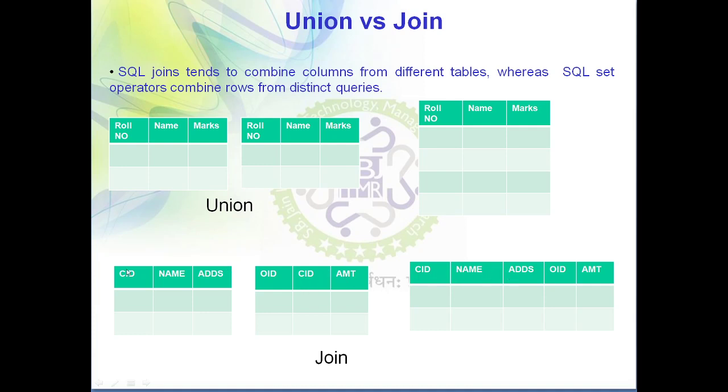That means the CID is present in employee and CID is present in the order. So that duplication is removed. So at the output I have only one CID, then name, address, OID and the amount.